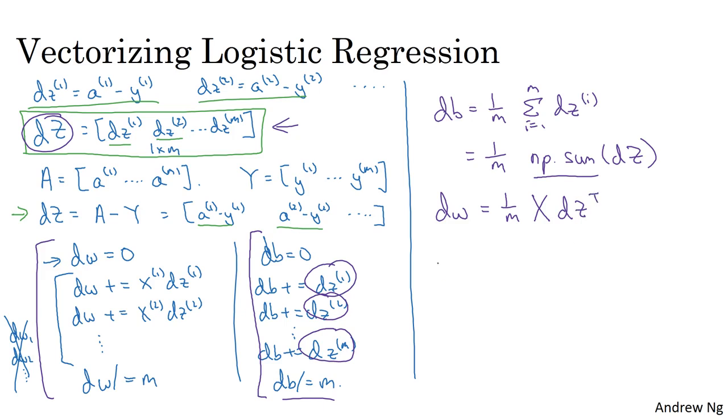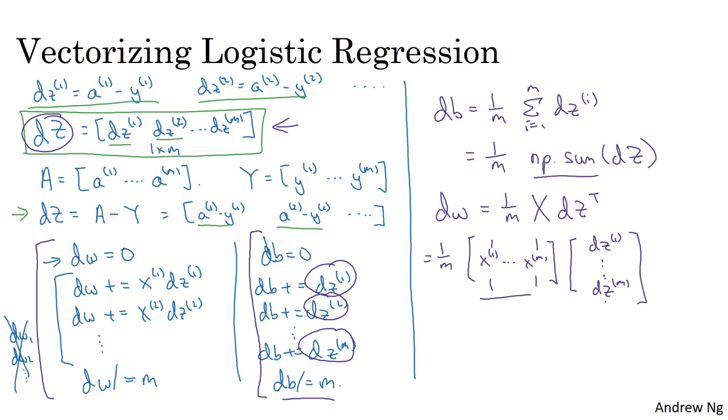And to kind of see why that's the case, this is equal to 1 over m, then the matrix X is x1 through xm, right, stacked up in columns like that. And dZ transpose is going to be dz1 down to dzm, like so.